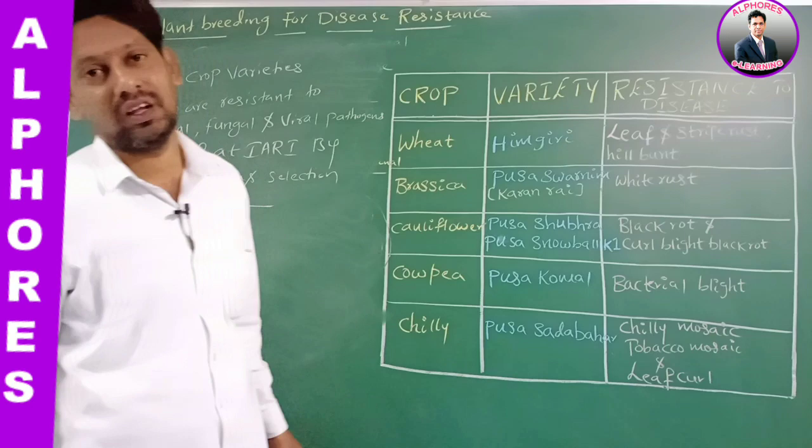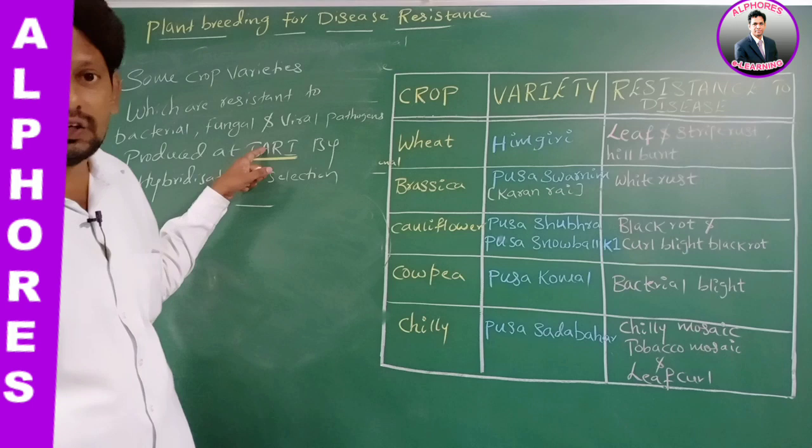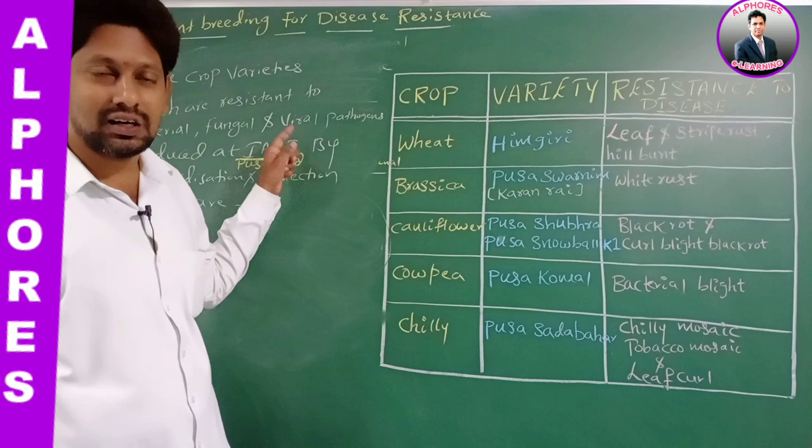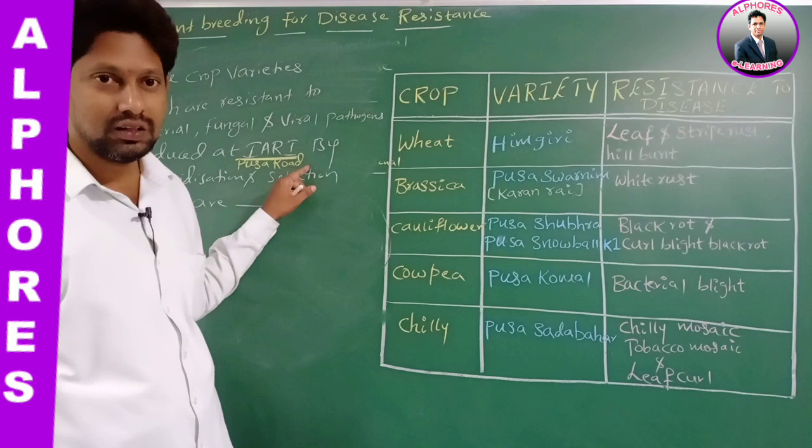This Indian Agricultural Research Institute is located in New Delhi, at Pusa Road, P-U-S-A, Pusa Road. Therefore the Indian Agricultural Research Institute is located on Pusa Road in New Delhi. Are the statements clear?